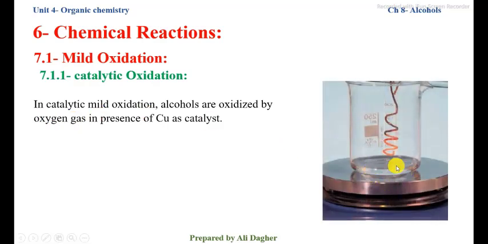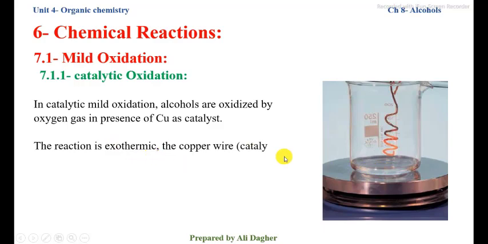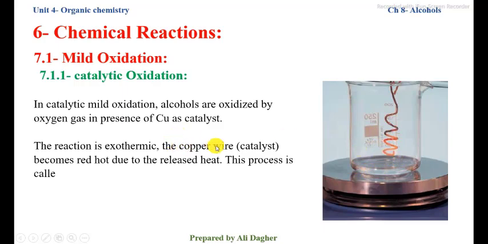This is the setup of oxidation. This is the alcohol, and this is the copper wire, which plays the role of catalyst. The reaction is exothermic. It releases heat so that the copper wire becomes red hot due to the released heat. This process is called the flameless lamp. It looks like a lamp in the dark.